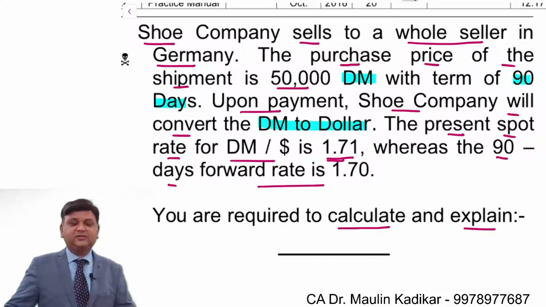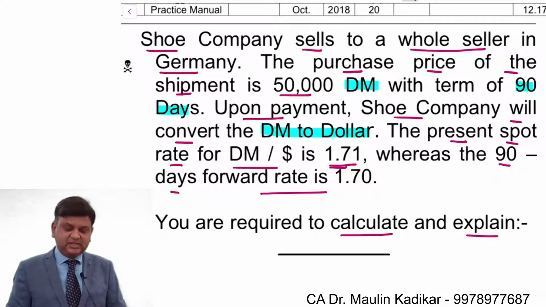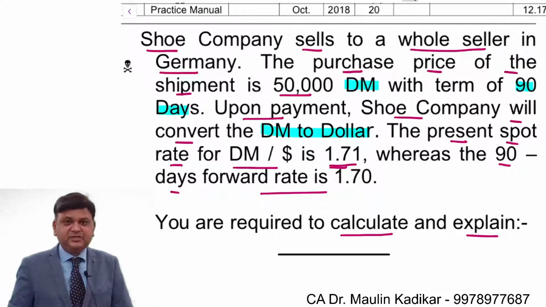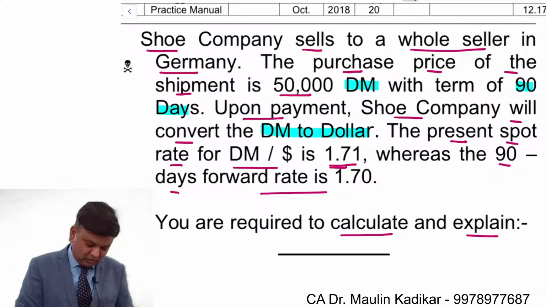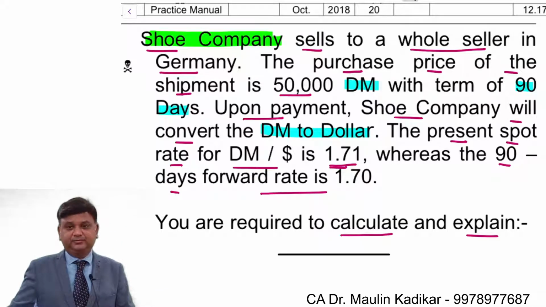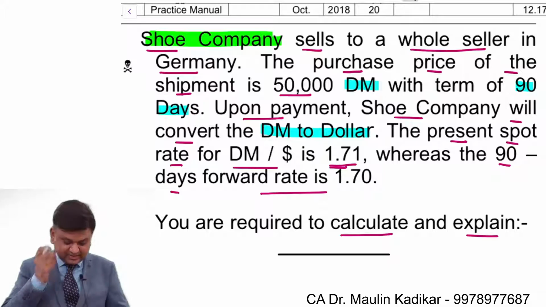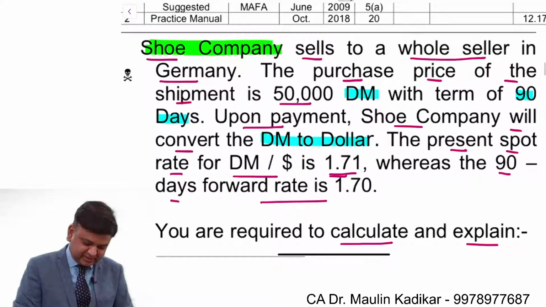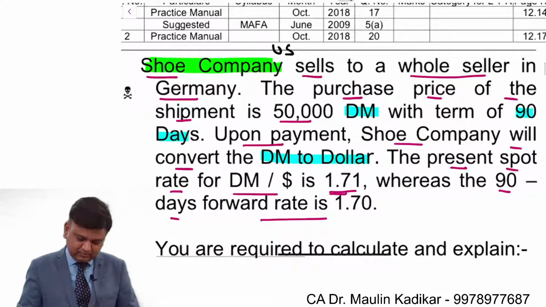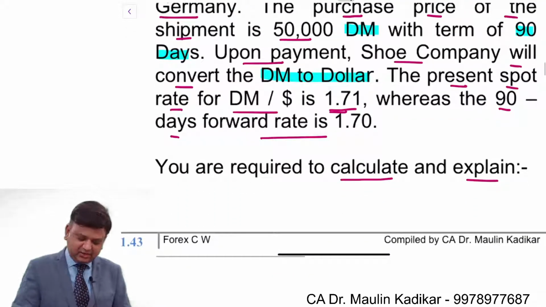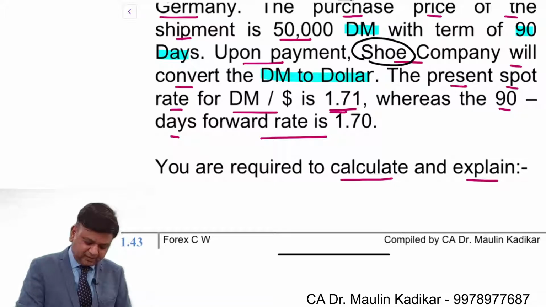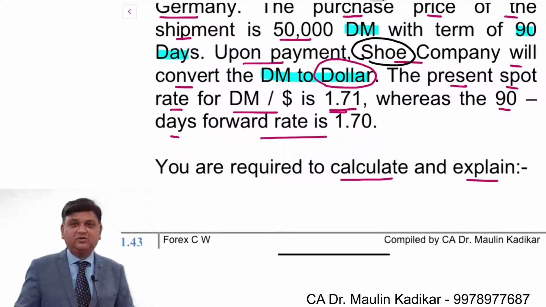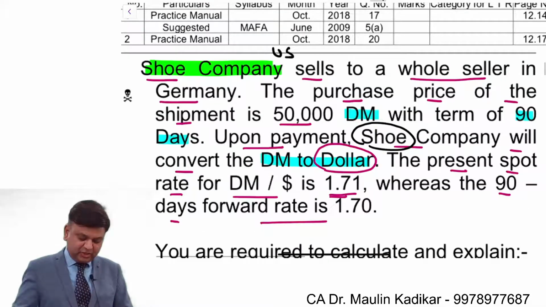I want you to write the answer for the first question in the chat box. Let us understand how to answer. My first question to all of you is, the shoe company belongs to which country? We understand that the shoe company is a US company. The language of the question is very clear: the shoe company will convert Dutch mark into dollar, and that's a United States dollar.